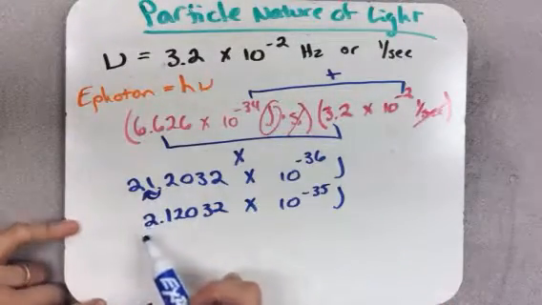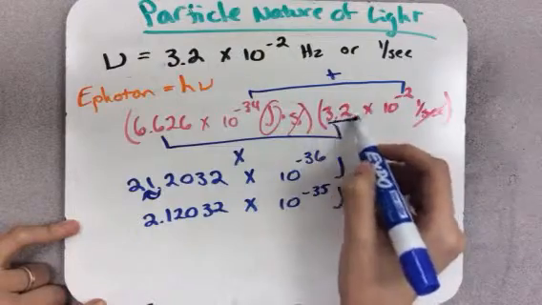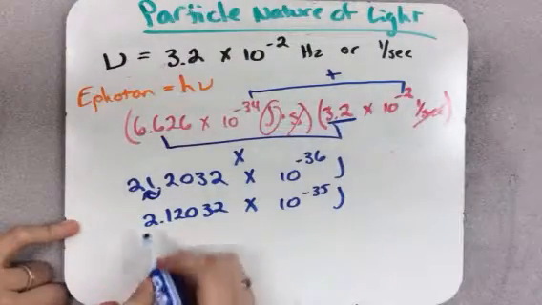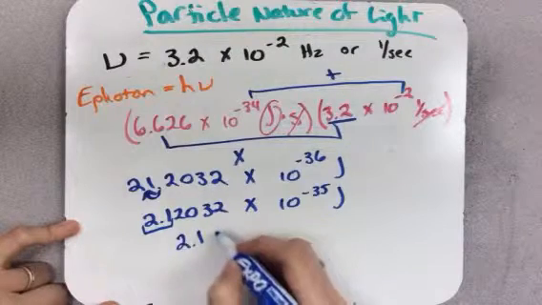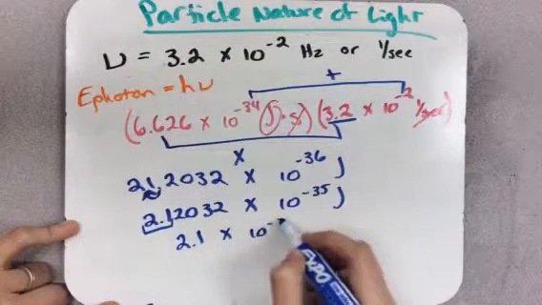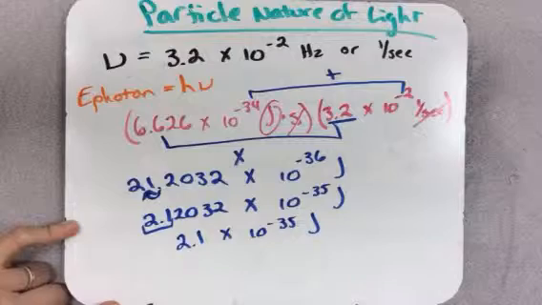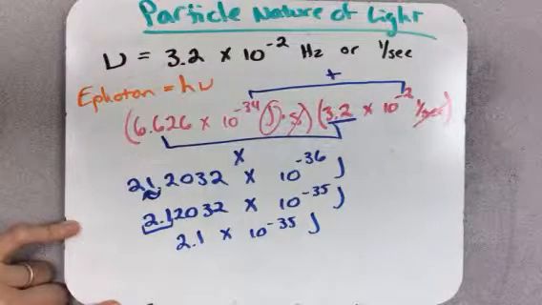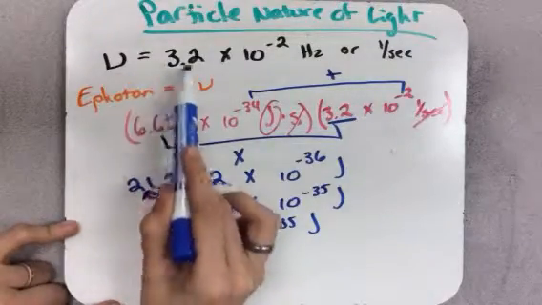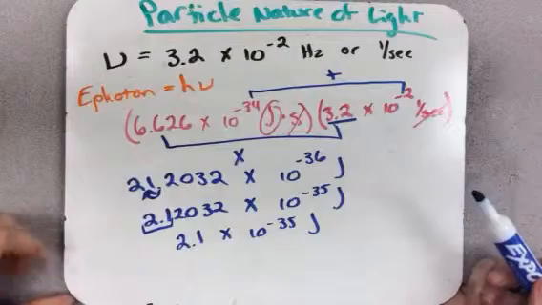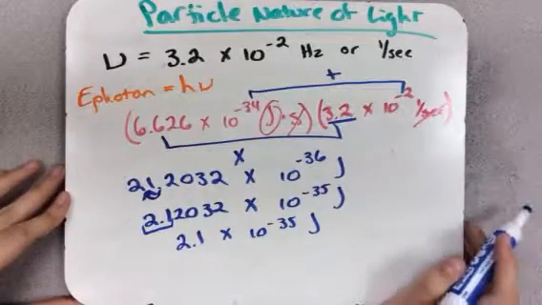And again, it doesn't have the correct number of sig figs. We have 3.2. That's only 2 sig figs. We're going to round it to 2.1 times 10 to the negative 35 joules. A very, very small amount of energy that is being carried by this photon that is at 3.2 times 10 to the negative 2 hertz of a frequency.